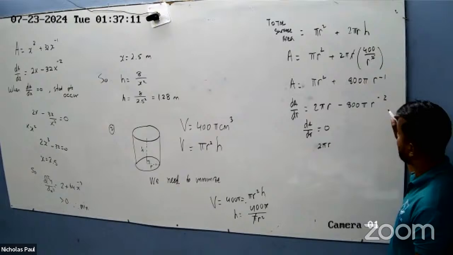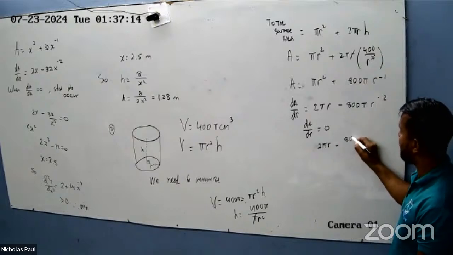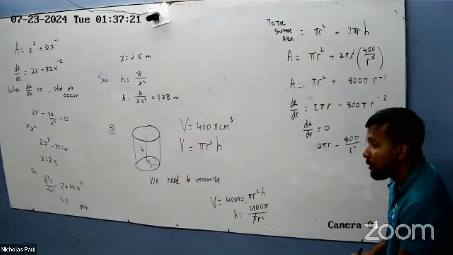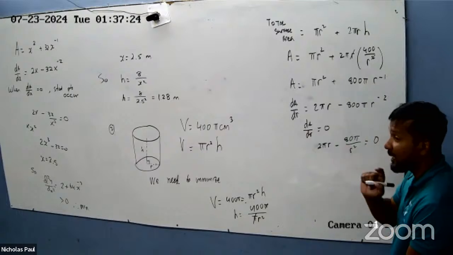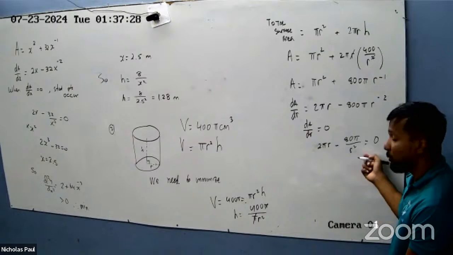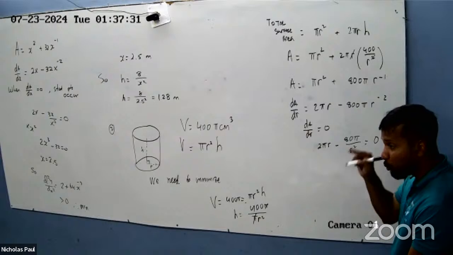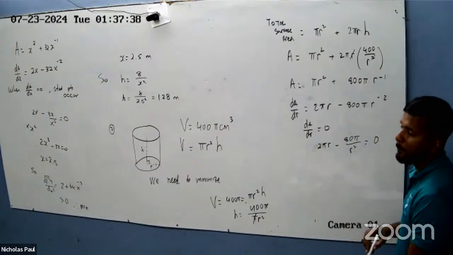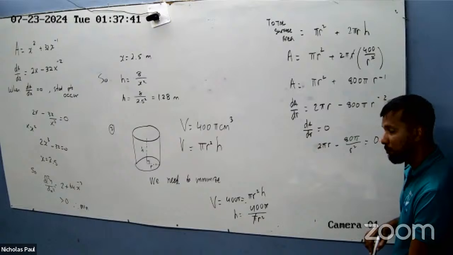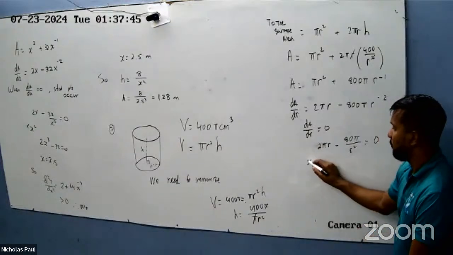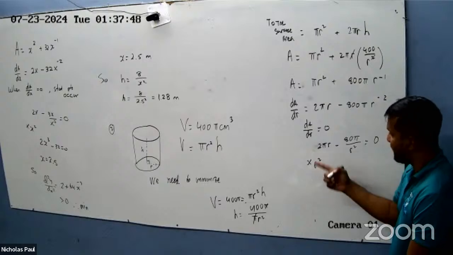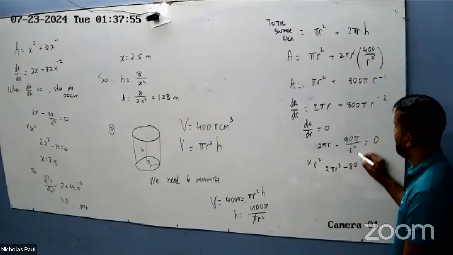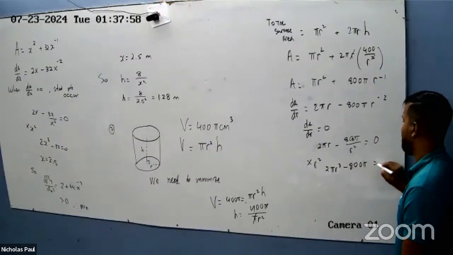To simplify this, it will be 2 pi r minus 800 pi on r squared is 0. What do I do now to simplify this, Raymond? Can't cancel anything. Do you like to work with a fraction? I don't want to work with a fraction. So what to do? Multiply by the denominator, right? So that'll be 2 pi r cubed minus 800 pi is 0.